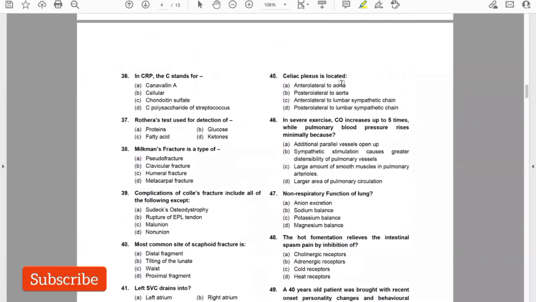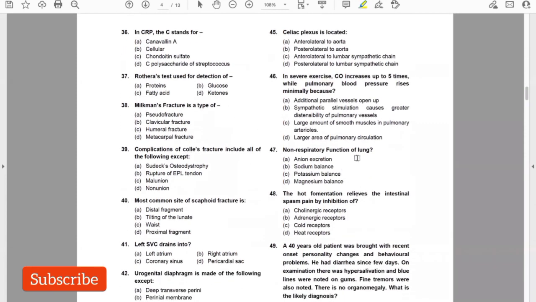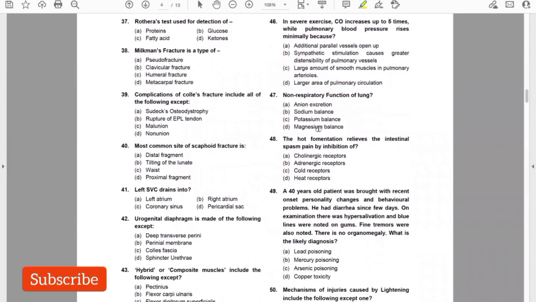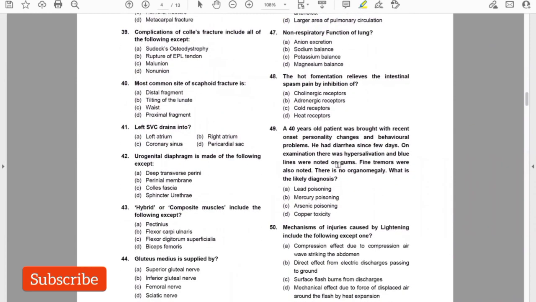Celiac plexus is located anterolateral to aorta. In severe exercise, cardiac output increases up to 5 times, while pulmonary blood pressure rises minimally because sympathetic stimulation causes greater distensibility of pulmonary vessels. Non-respiratory function of the lung: sodium balance. Hot fermentation relieves the intestinal spasm by inhibition of cold receptors.